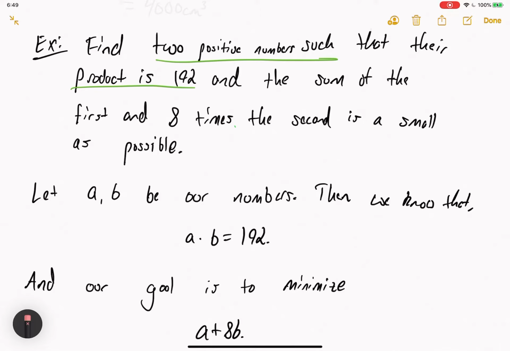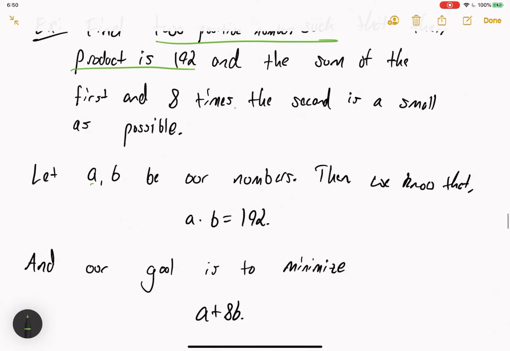So the first thing is, two positive numbers such that their product is 192. Let A, B be our numbers. That's just good notation. Then we know that A times B is equal to 192, and that's what the first part of the sentence tells us.